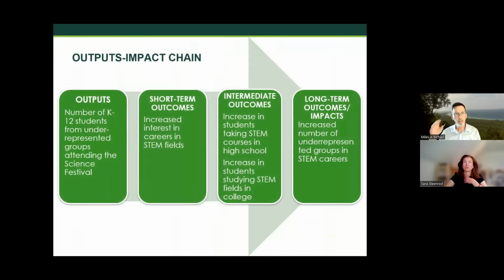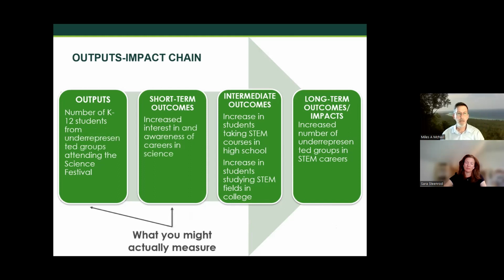So I want to talk a little bit about this outputs-to-impact chain and its implications for measurement and the cost of measurement. Like you sometimes see on a restaurant menu, a single dollar sign means it's cheap, and 4 dollar signs means it's really expensive. And as you move from measuring outputs to long-term outcomes and impacts, it becomes increasingly costly, which means that what you might actually measure are outputs and short-term outcomes.